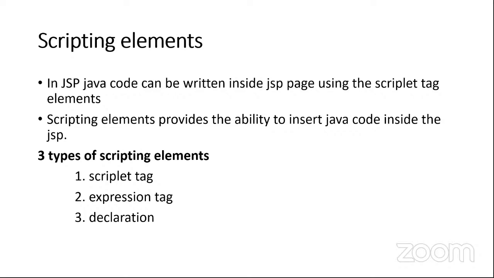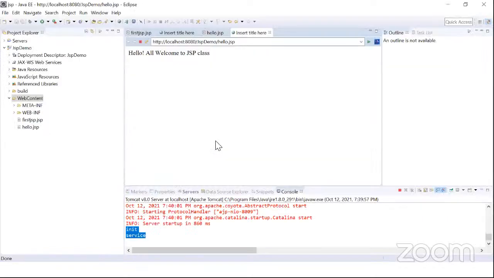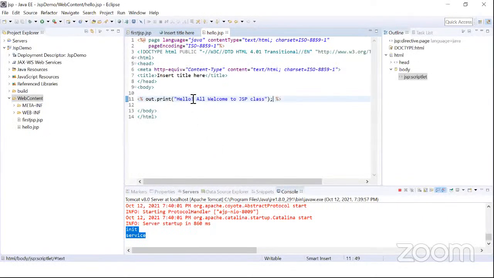The scriptlet tag, as I mentioned, is used for inserting Java code, especially for printing. A scriptlet tag is used to execute Java source code in JSP. For the syntax, we use angular braces with a percentage symbol, and we can insert the code. Here you can observe the one which I've run. This example is for the scriptlet tag. Any queries?